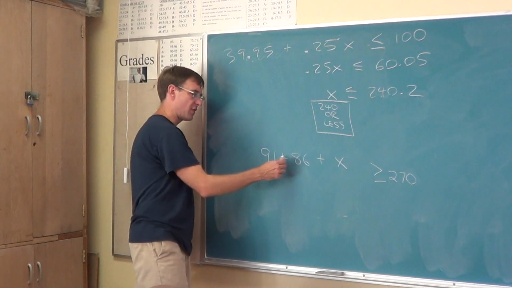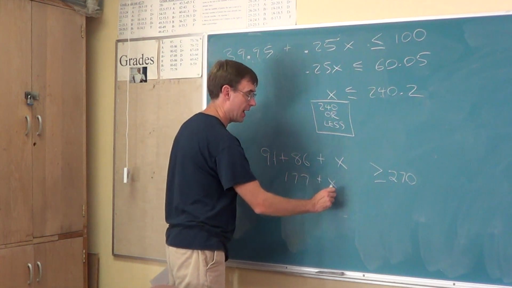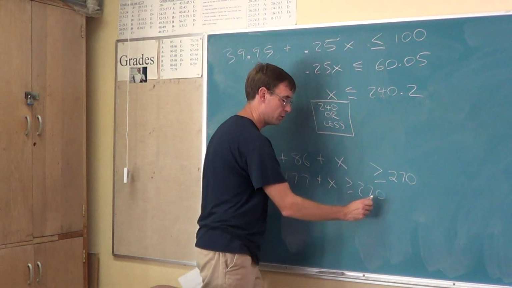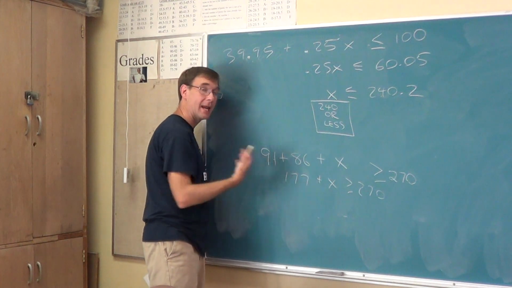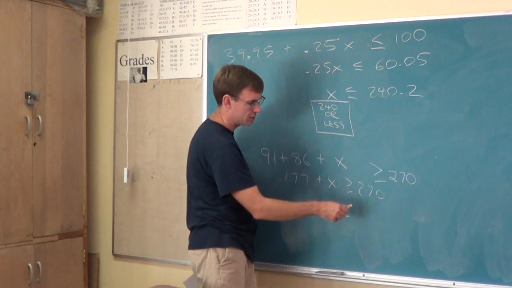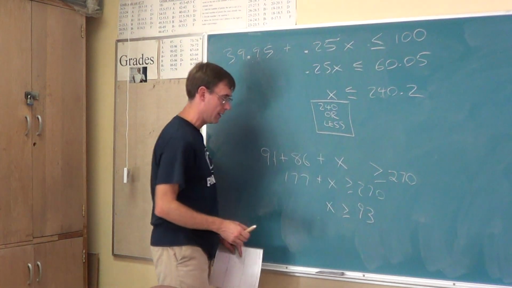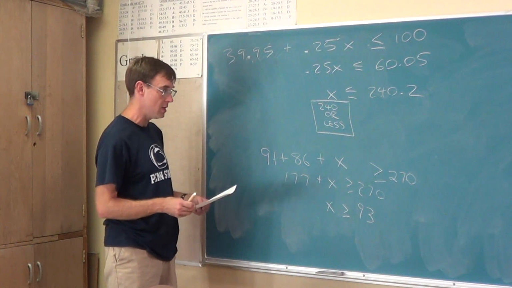I'd probably add these first. Combine like terms kind of move. We've got 177 and X greater or equal to 270. If that's adding, I do the opposite. I'll subtract 177. 270 subtract 177 would come out with a 93.